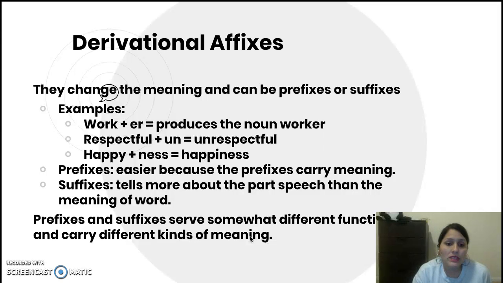And then for the suffixes, it basically tells us a little bit more about the parts of speech than the meaning of the word. It's not changing the meaning of the word, it's just adding more to it. Okay. So prefixes and suffixes serve somewhat different functions, and they carry different kinds of meaning.